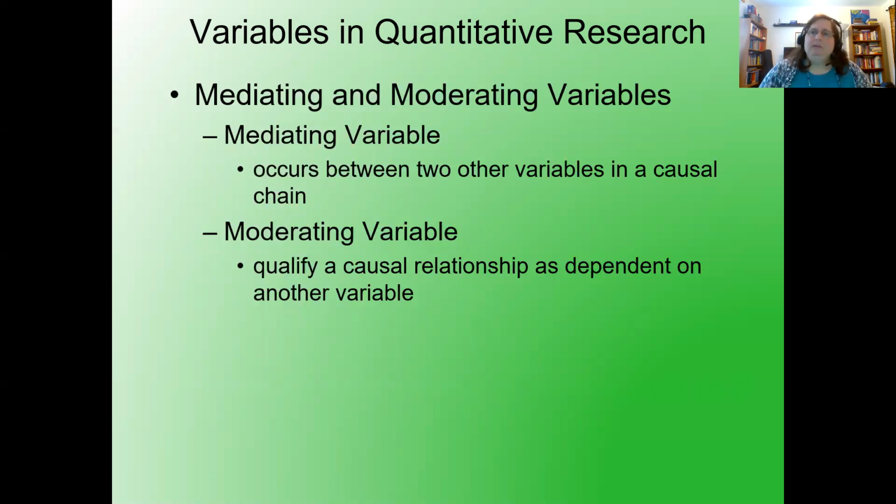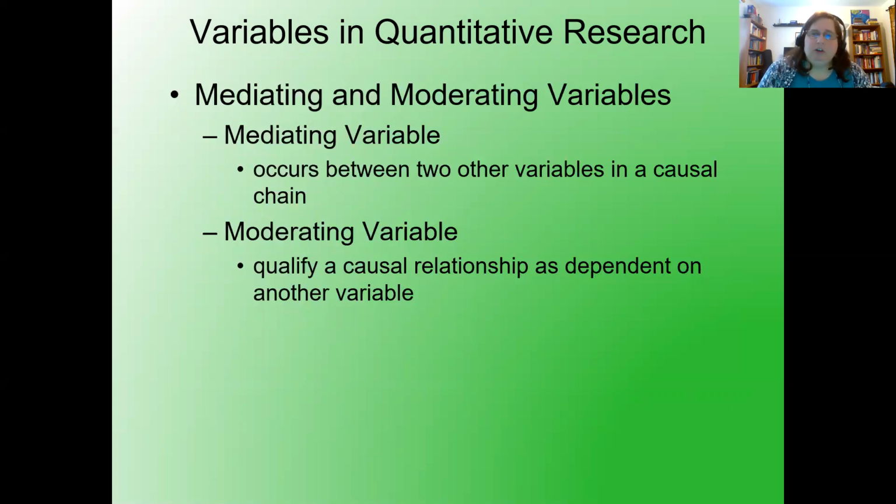Well, there might be an important mediating or intervening variable in there. You see, maybe it's not just that anxiety affects memory, but anxiety affects distraction, and distraction affects memory. Distraction, that one in the middle, is your mediating or intervening variable. So anxiety to distraction, distraction to memory.